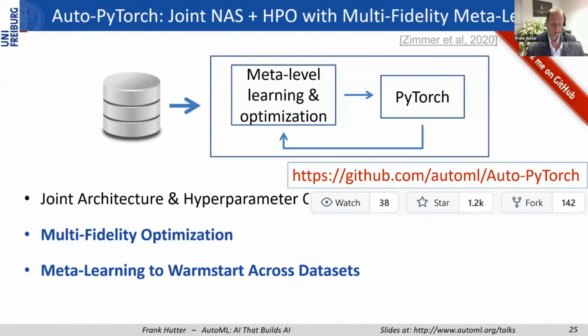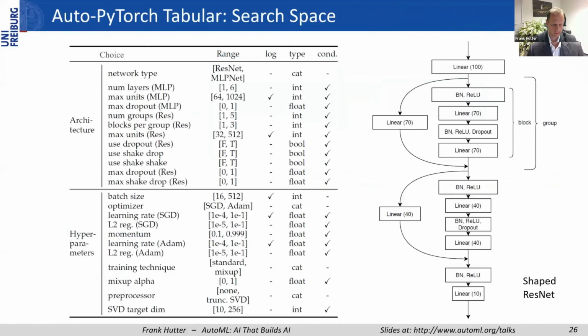Now, briefly, what we do to search in the space of tabular data sets: we have a search space that looks at architectural choices and hyperparameters. The architectural choices for these tabular data sets are basically different alternatives of ResNets, where we look at how many blocks there are, how many groups there are, and also different types of optimizers and learning rates, etc.